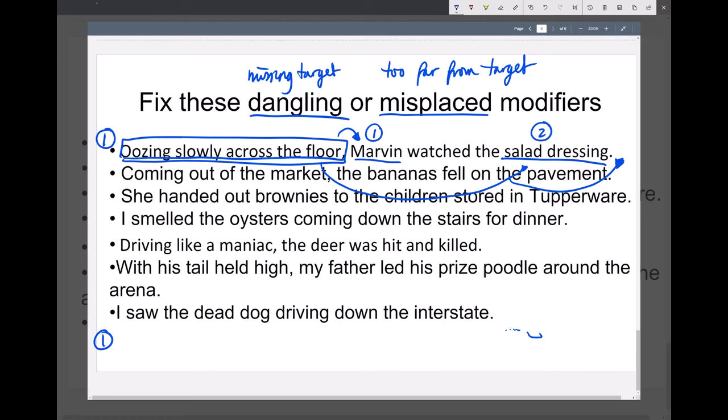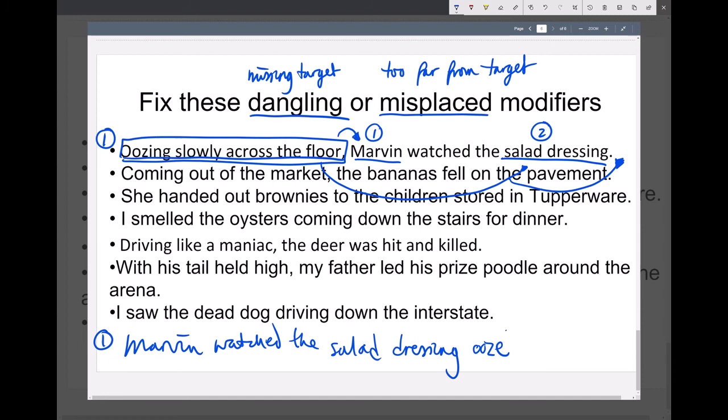So instead, we would write, Marvin watched the salad dressing. Now we change the verb a little bit. Ooze slowly across the floor.